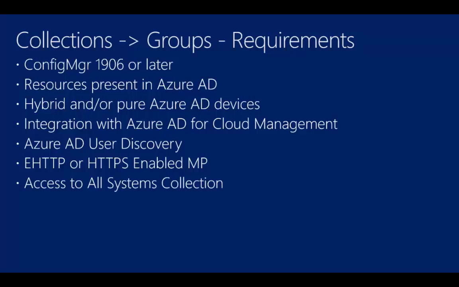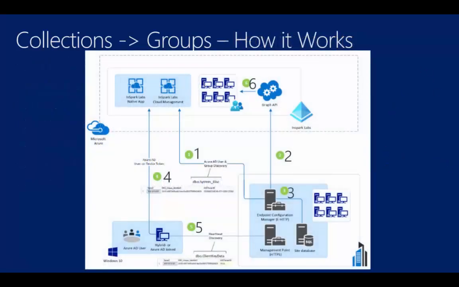We do need to have Azure AD user discovery enabled and properly functioning, and we need either an enhanced HTTP management point or one configured with full PKI SSL. And then there are some others that you see on the screen. So how does this really work? Before we get into configuring it, how does this really work? Well, I know this is a bit of an eye chart, and the numbers even are a bit of an eye chart, so I made the numbers a little bit bigger, and let me just walk you through some of this, right?